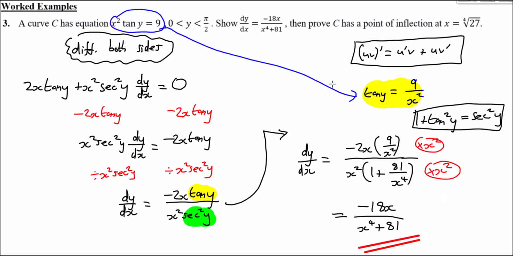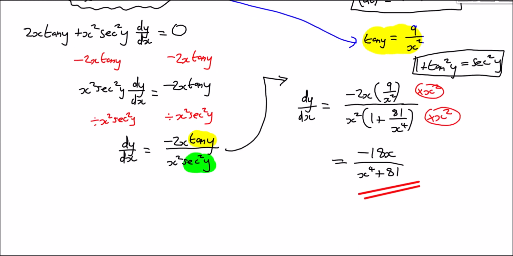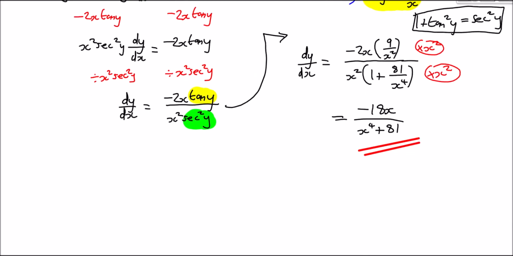So we now need to prove that there's a point of inflection when x is the fourth root of 27. Now there's a point of inflection when the second derivative is equal to 0. So what we need to do here is to actually work out the second derivative. So for now, if I just imagine this is y, so I know it's not, but let y equal minus 18x over x to the power 4 plus 81.